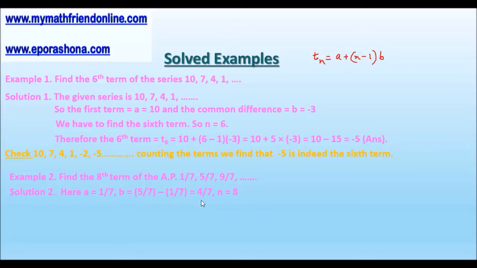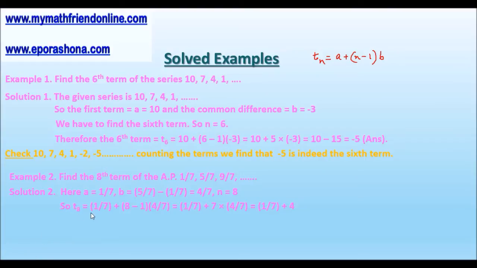So the difference is common. It's constant. Hence this series is in AP. They have mentioned the word AP, but we can also verify whether this given series is in AP or not. Since the difference is a constant, therefore we are having this common difference as 4 by 7. Hence this series is an AP. And we have to find the 8th term. So n is equal to 8. Okay. Now we'll be applying the formula.